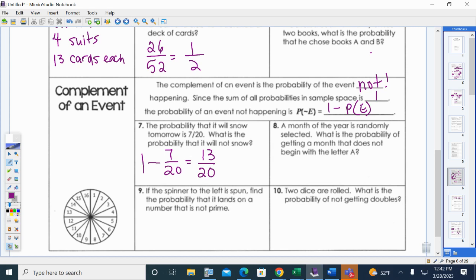Number 8, a month of the year is randomly selected. What is the probability of getting a month that does not begin with the letter A? So sometimes, especially when you've got the word not involved, you really kind of have to think. And counting the months that have an A is easier than counting the months that don't have an A. If you go through each of the months of the year, there would be 2 of the 12 that begin with the letter A. So for the not, it would be 1 minus 2 out of the 12, which is going to give me 10 out of the 12, or 5/6. Let's do one more.